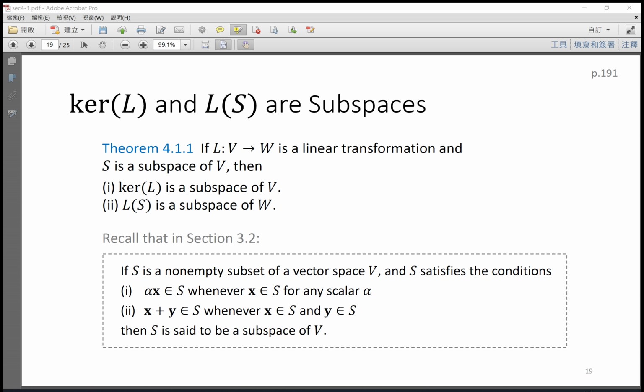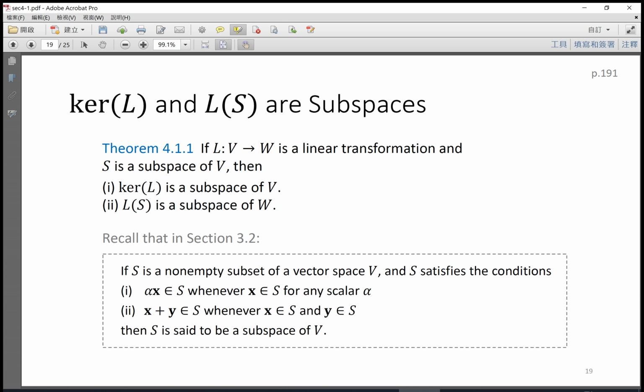In this slide, we will prove Theorem 4.1.1. If L is a linear transformation from V to W, and S is a subspace of V, then the following two statements hold. Statement 1 states that the kernel of L is a subspace of V. Statement 2 says that L of S, which is the image of S under L, is a subspace of W.